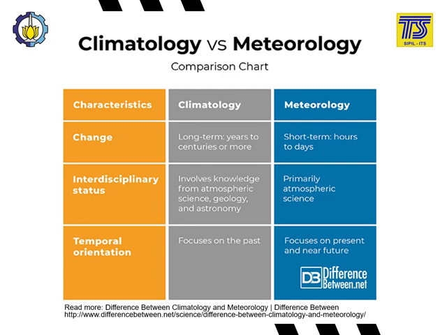From the characteristic of temporal orientation, climatology usually focuses on the past. So, the accident or incident which has already happened, while meteorology focuses on the present and near future. So, forecasting and anything related to the present and near future is usually related to meteorology. You can read more about this in the link below.